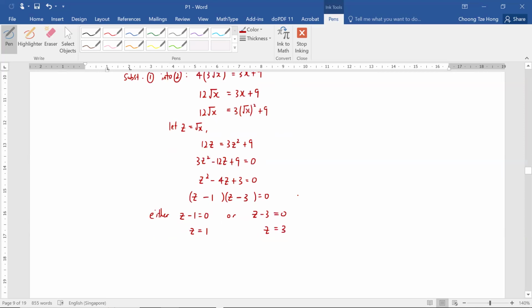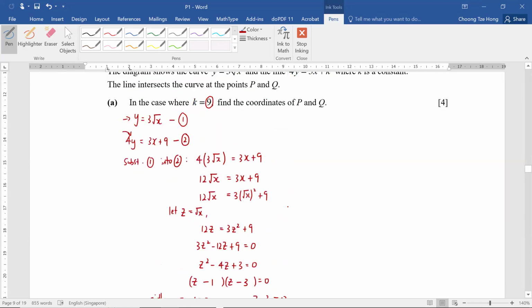But remember that we are not solving for z in this question. What we want is to solve for x and then subsequently find y to get the coordinates of P and Q. So we should replace the z back with square root x. So square root x equals 1. We'll square both sides. x will be 1 squared, which will give us just 1. Then on this side, we will have square root x equals 3, so x will be 3 squared, which will give us 9.